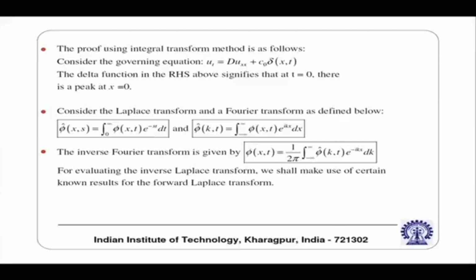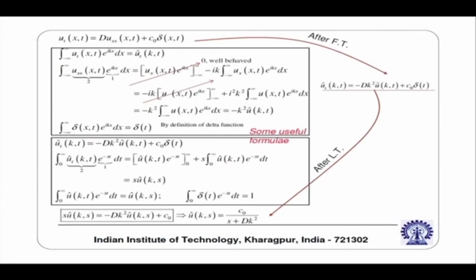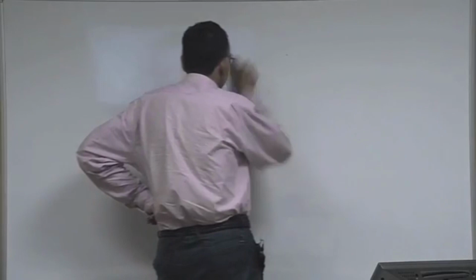So the inverse Fourier transform is obtained by this formula, where you integrate over the frequency, and we will use these results for the Laplace and the Fourier transform. So let us work out a few of these steps on the board, that will make you feel a little bit easier. So we will start with the differential equation.